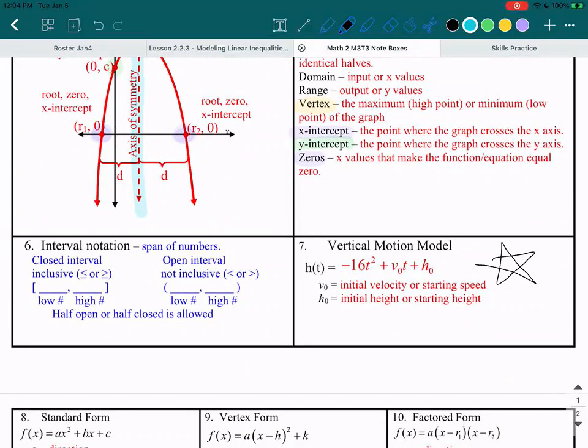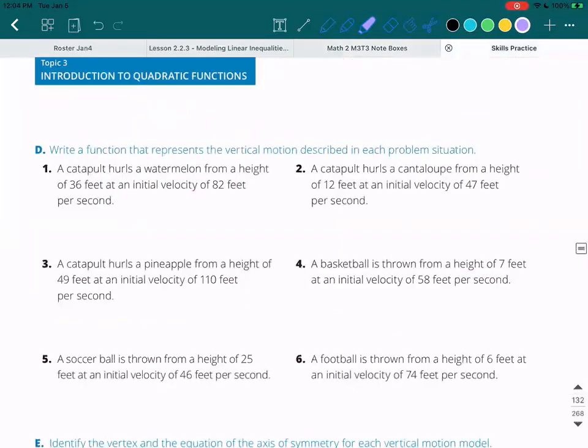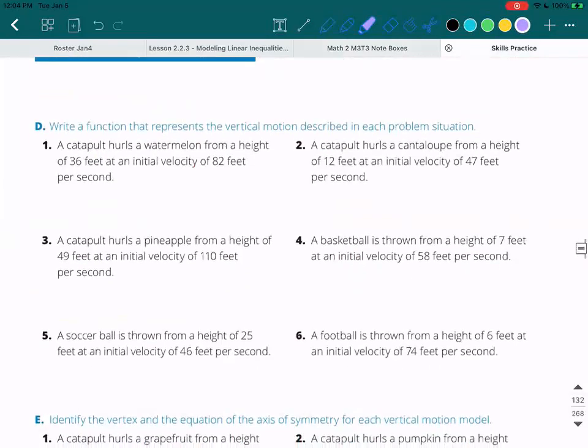Okay, so what does this v mean? This v is the initial velocity or starting speed. Okay, and then what does h of 0 mean, or h naught mean? H naught is the initial height or starting height. Okay, so take a look at this equation. And hopefully that was enough time. Let's go back to the skills practice. So we're going to write a function that represents that vertical motion.